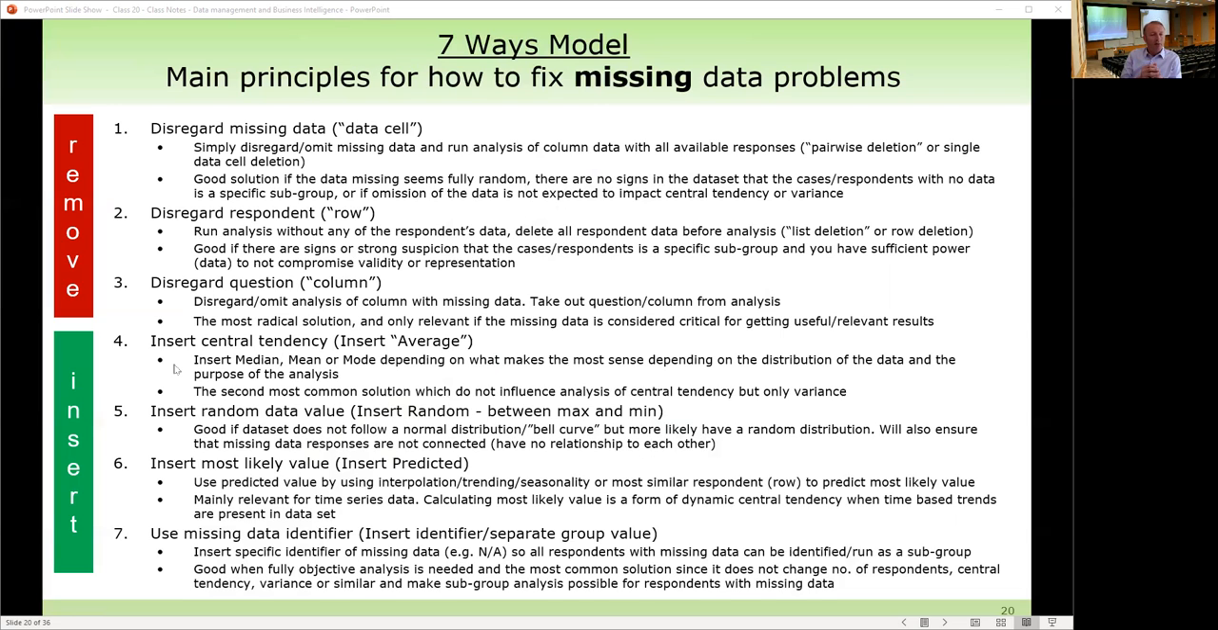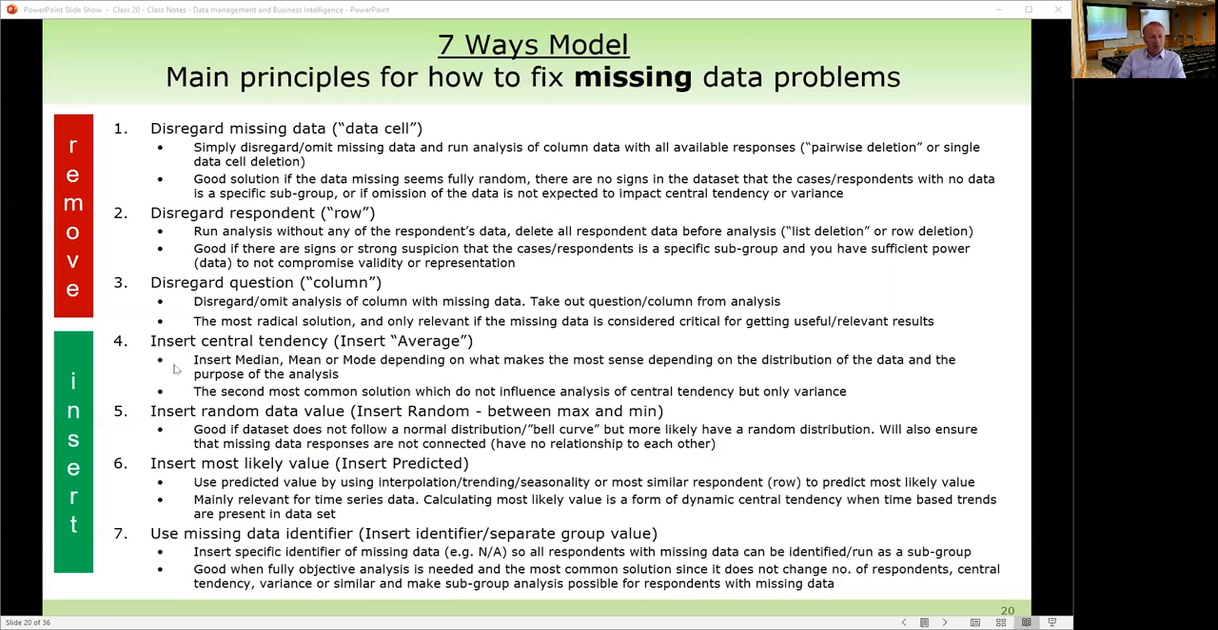It could also be a random data value. So if the average is not good enough, let's say we have asked people about the zip code and we're missing zip codes. If we don't know the location area of a specific person, we could just input a random zip code in order not to skew the data set.